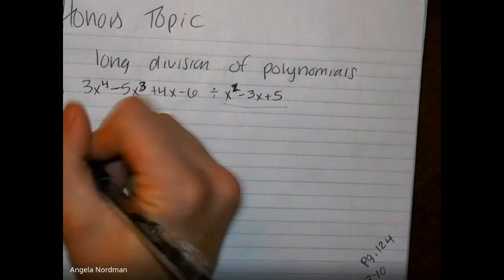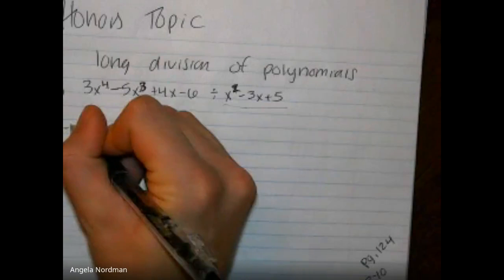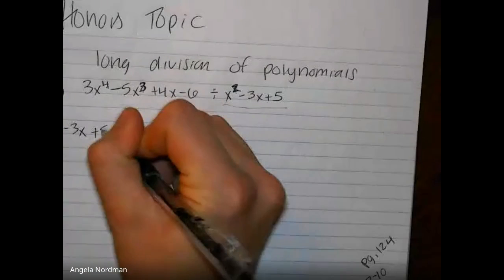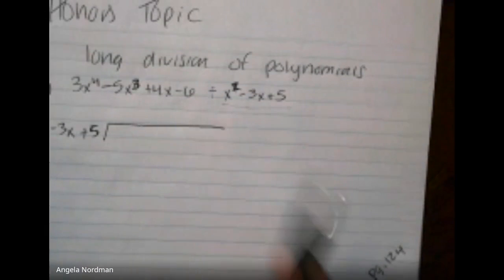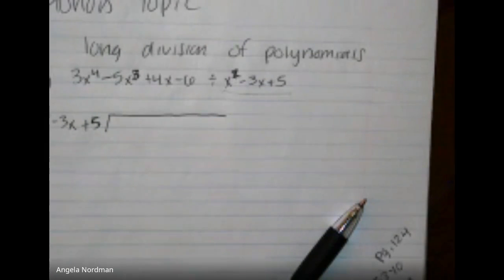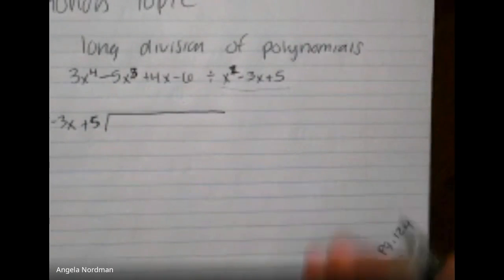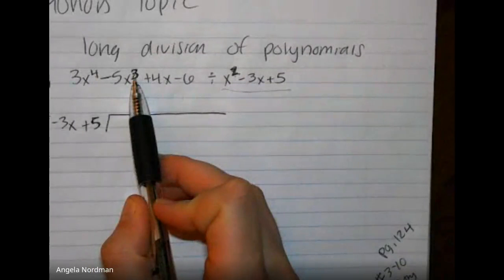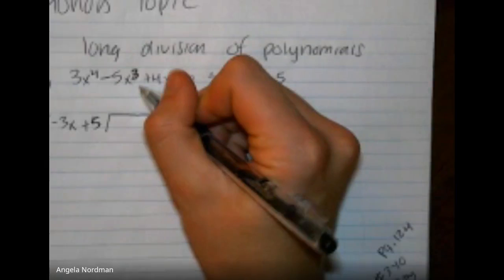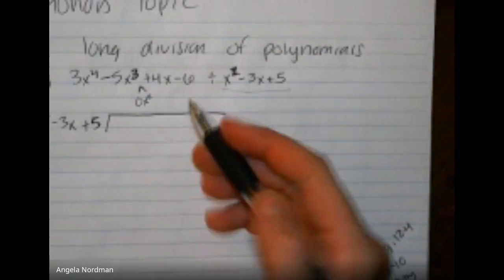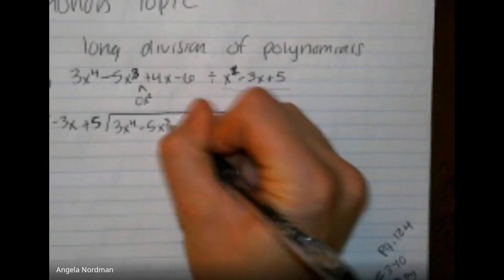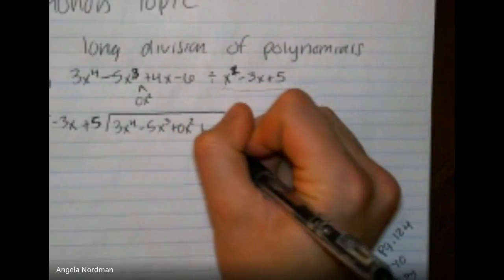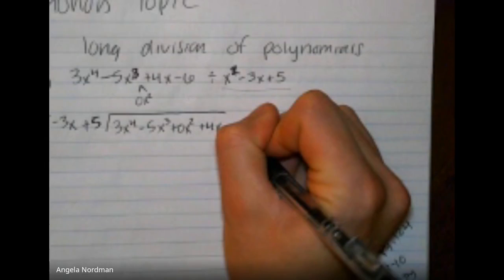We put this part on the outside, so x squared minus 3x plus 5. And then we set up that long division bar. What's underneath of it comes this polynomial. But just like in synthetic division, we have to figure out if we need any zero placeholders. That's if we skip a degree or an exponent. We go from 4, 3 to 1 to nothing. So we're skipping the x squared part, so we need to add that in. So we're going to have 3x to the 4th minus 5x cubed plus 0x squared plus 4x minus 6.